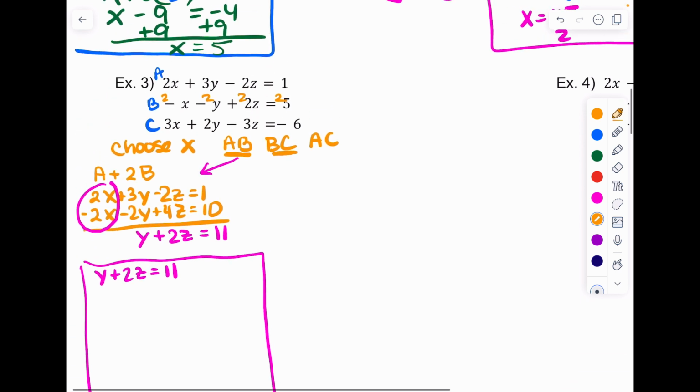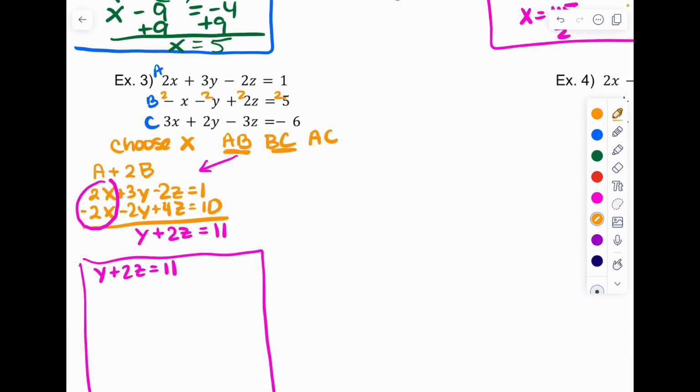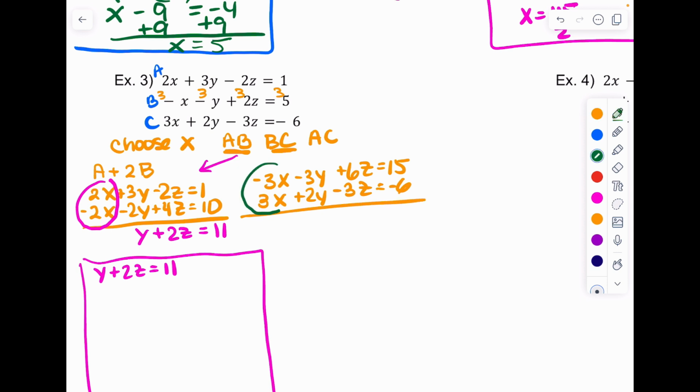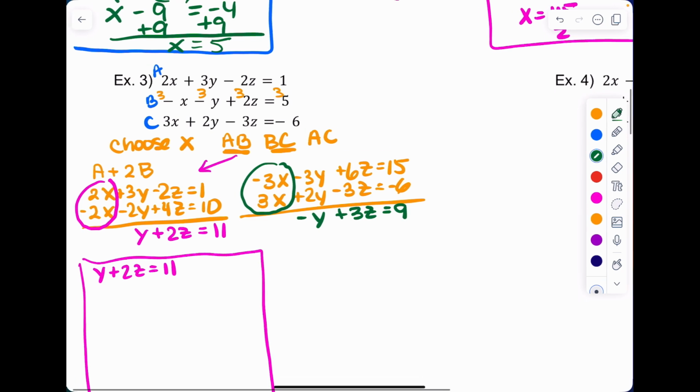Now we're going to do b plus c, but we are going to take b, and instead of multiplying it by 2, let me pick up the eraser. We are going to actually multiply this by 3, because if I add b and c, in order to get it to eliminate the variable x, we would need a negative 3x. So minus 3y plus 6z equals 15. And then we have our original, which is 3x plus 2y minus 3z equals negative 6. Okay, so now we can see that we eliminated the x again, which is what we needed to do. And we get negative y plus 3z is equal to 9. Okay, so we're going to go ahead and put that in here.